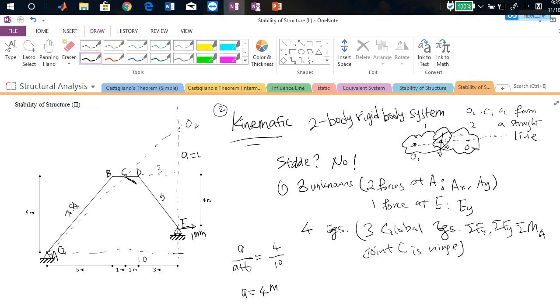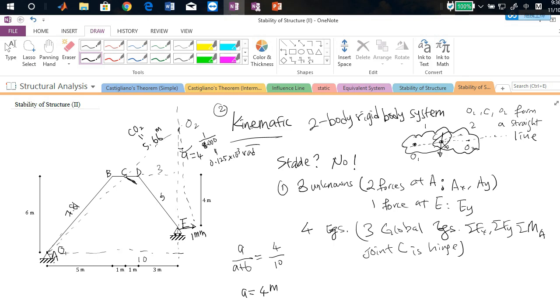So this is 4, and this is 4 square root of 2, which is 5.66 meters, and this is equal to CO2, the center of rotation of O2. Let's say this moves by 1 millimeter. It means that O2 rotates about 1 divided by 8,000, sorry, 8,000, so this is 0.125 times 10 to the minus 3 radians.